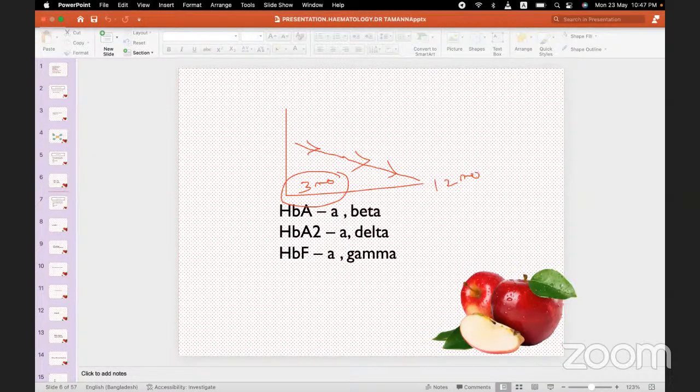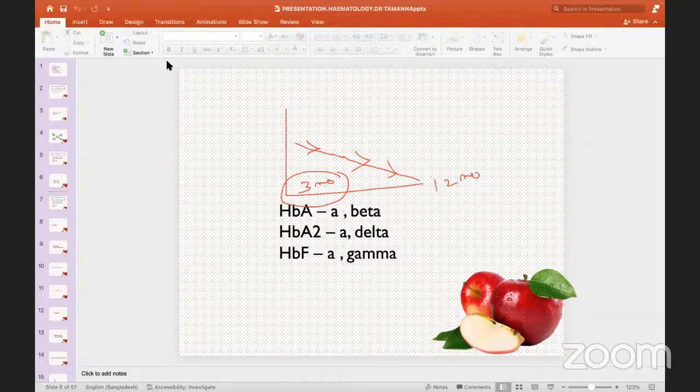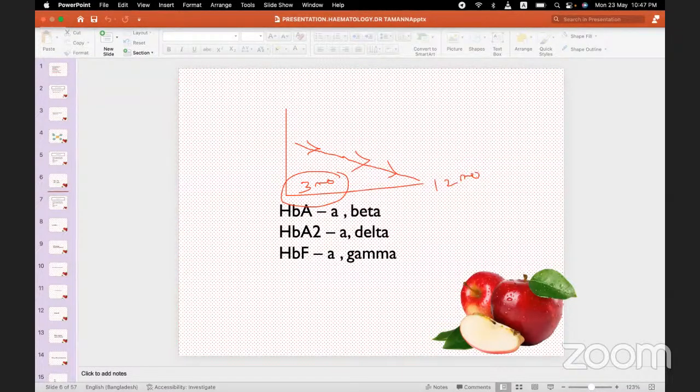Can anyone tell me why this 3 month point is important for us to know? Yes, ma'am. In thalassemia, this doesn't decline to the amount. It normally starts declining after 3 months, but not in thalassemia. Achha. But why anemia in thalassemia then, if it is not declining? Your idea is good. The oxygen releasing capacity of fetal hemoglobin, it binds oxygen tightly as compared to A. That can cause hypoxia. But why anemia?